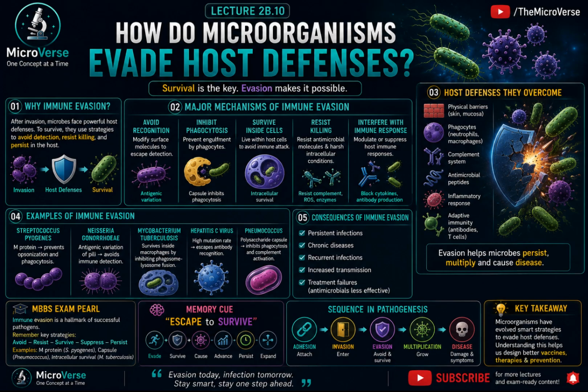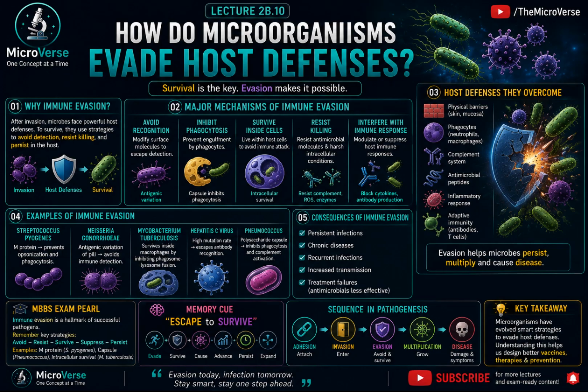The fifth mechanism is interfering with the immune response. Some microorganisms can directly modify immune signaling. They may interfere with cytokines, chemokines, immune cell activation, or antibody-mediated responses. This is particularly important in pathogens that establish persistent or chronic infections. Therefore, immune evasion is not simply about hiding. Some microorganisms actively manipulate the host immune response and create conditions that favor their own survival.